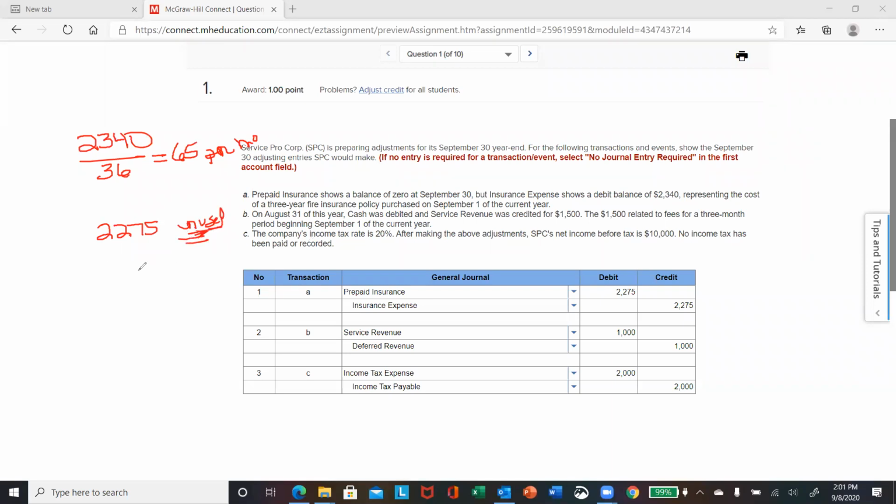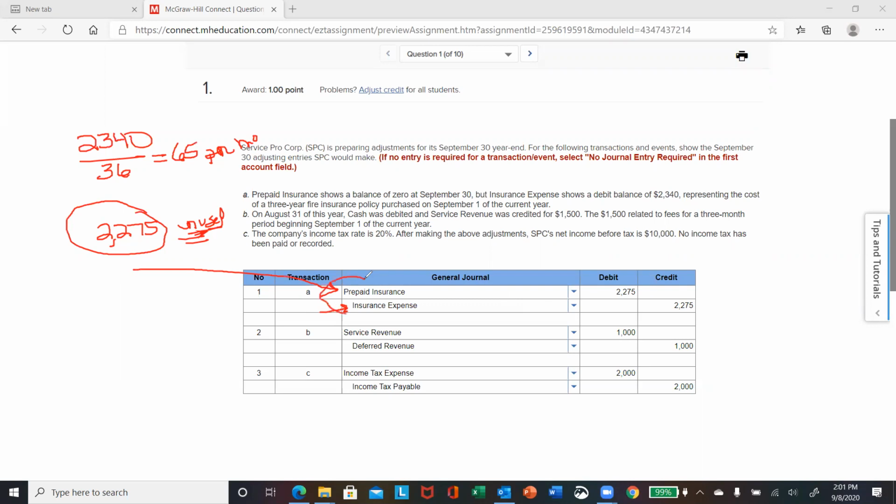So on your adjustment, you have to go in and make an adjustment. So you're going to go ahead and debit prepaid insurance. You want it to have a balance of $22.75, and then you're going to credit the insurance expense by $22.75. And then, when you do that, your net effect would be that you are actually going to be expensing $65 for the month of September.